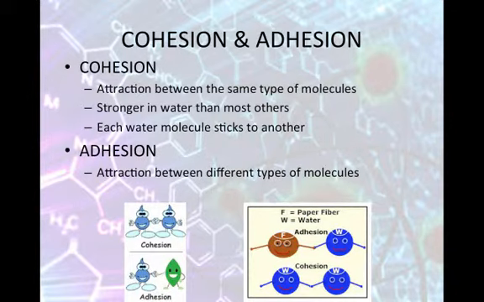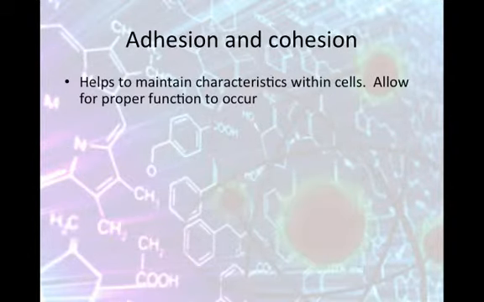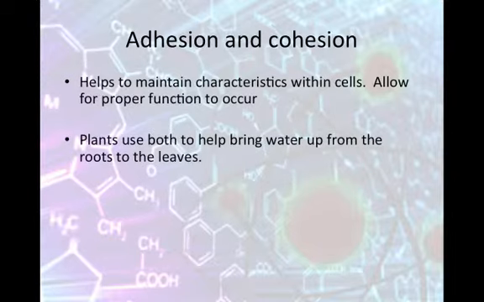Adhesion is when two different types of molecules are attracted. For example, water can stick to the outside of a glass. Water can stick to the xylem inside a tree. Adhesion and cohesion help to maintain the characteristics within cells, and they allow for proper function to occur. As I said before, plants use both to help bring water up from the roots to exit the leaves.